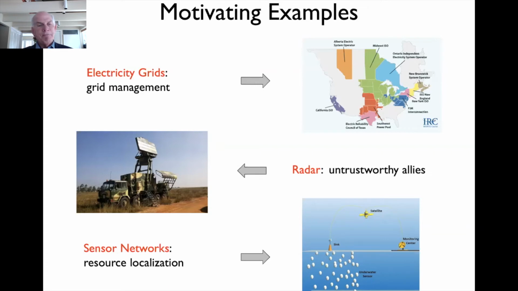Or you could be looking for oil out in the Gulf of Mexico, and you have two different oil companies, both doing seismographic measurements, and they could share data and better explore for oil. But then, of course, they would be giving away some of their own information. So you can see various sensing applications where you can have this kind of trade-off.